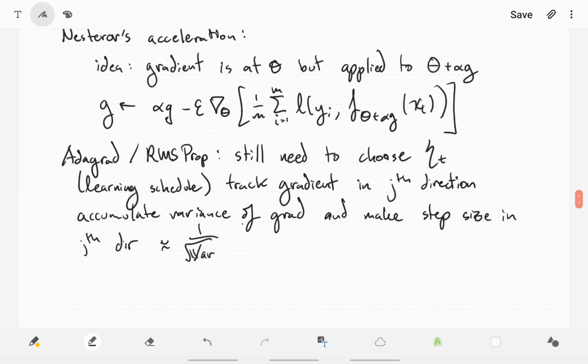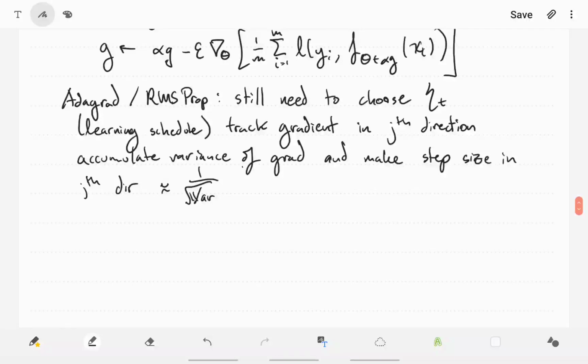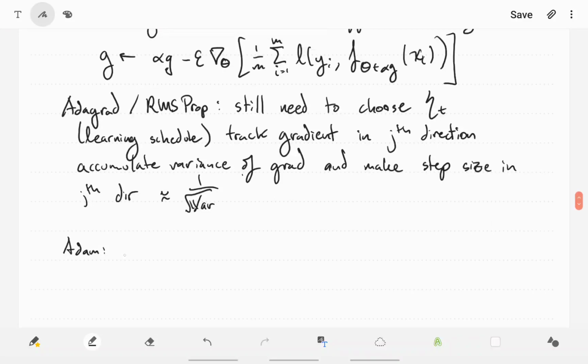Now, a very popular optimizer just effectively combines all of these ideas. It's really not that innovative in a lot of ways. It just says, well, let's do all of the things. And that's Adam, which really just combines this Nesterov acceleration with RMSprop.